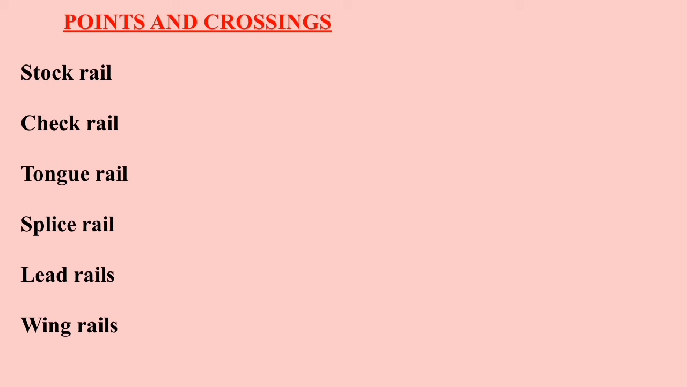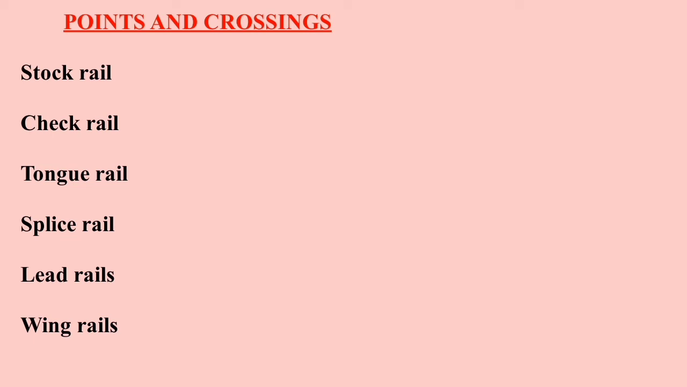Stock rail. It is the fixed straight rail in a track against which tongue rails fit. Now, what is a check rail? These rails are provided on the opposite side of crossings to prevent the tendency of the wheel to climb over the crossing rail. Tongue rail. It is a tapered rail having a toe at one end and a heel at the other end. It fits against the stock rail. Now, splice rail. Splice rail is the rail of the branch track which meets the point rail at the nose of the crossing.